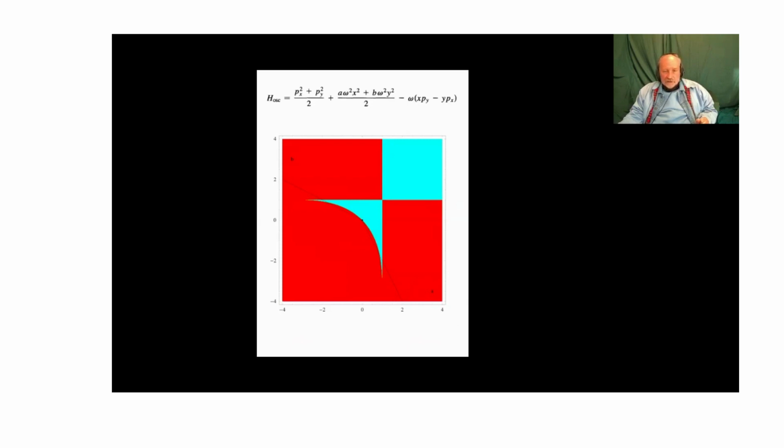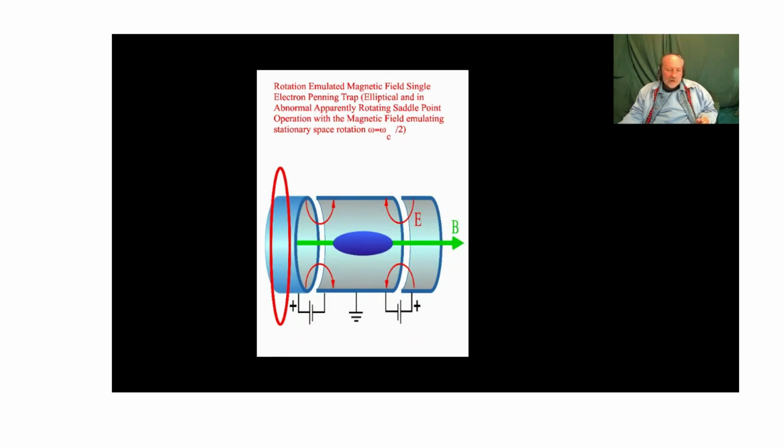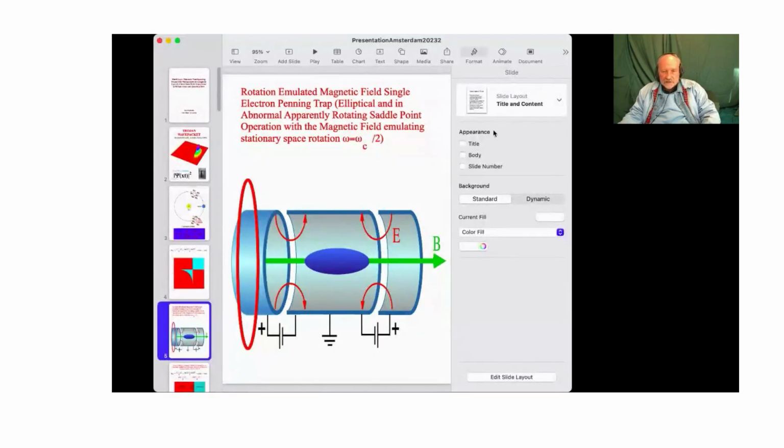Okay, so you can also look at the problem as the Penning trap. The Penning trap is a device invented very long time ago, but the electron is basically a Trojan electron. You can consider it as trapped by the single electron Penning trap, with the magnetic field, such a funny thing, emulating the rotation of the stationary space.